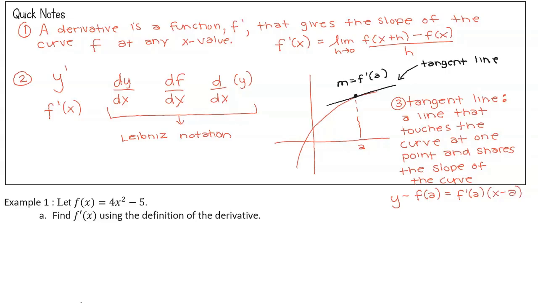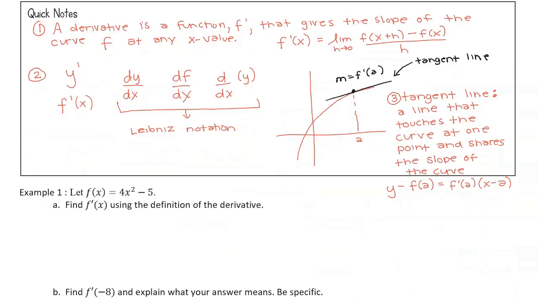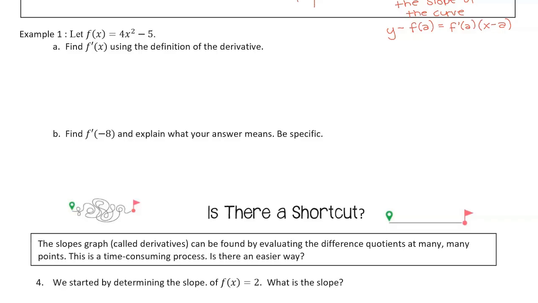Okay, let's do an example. Example 1 says f of x is equal to 4x squared minus 5. Find f prime of x, or the derivative, using the definition of the derivative that we just talked about in the notes up here. So we don't have any rules as of yet. So to find the derivative, I already have f of x, which is this. So I need f of x plus h. This will be 4 times x plus h all squared minus 5.